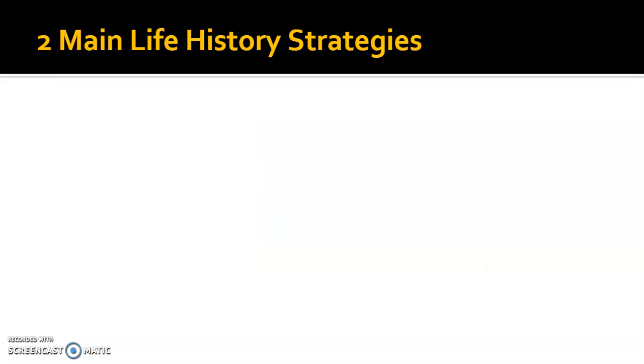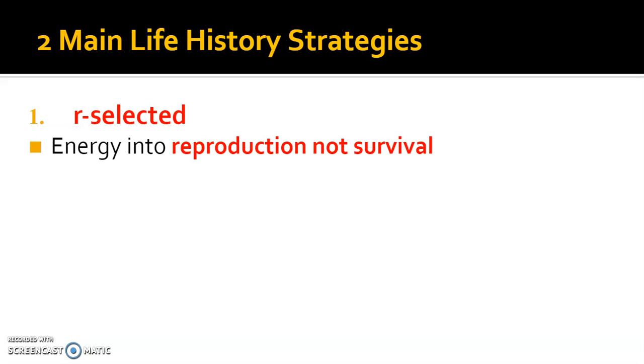So whenever we think about those 4 life history strategies, we come up with 2 main strategies that emerge. The first is going to be R-selected, where you're going to put energy into reproduction and not survival. So let's have as many eggs or babies as possible and then not worry about what happens to them. They don't compete very well. Basically like to overwhelm it with numbers.